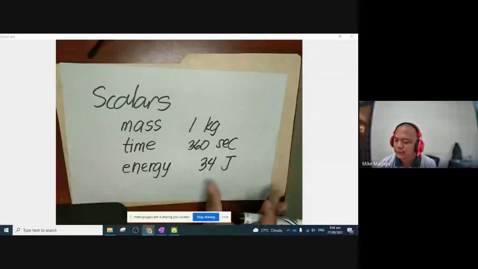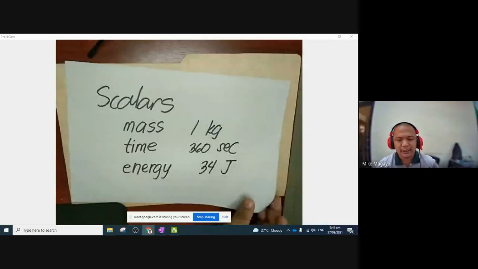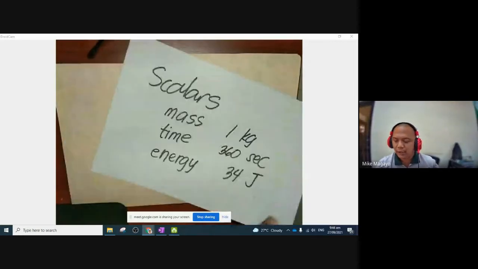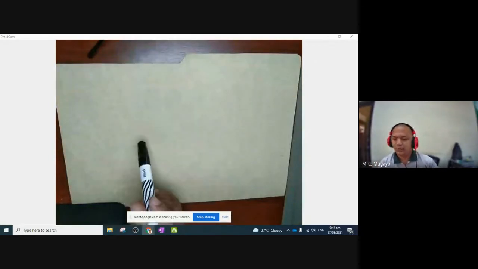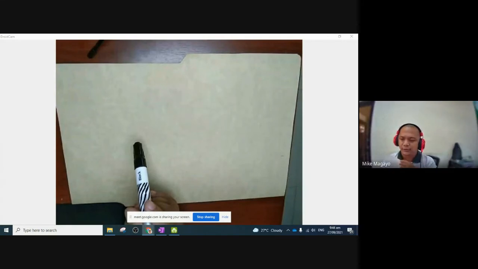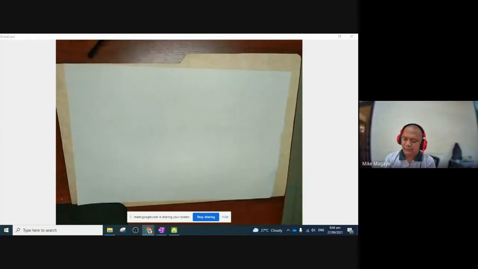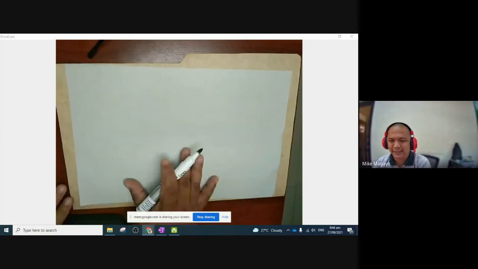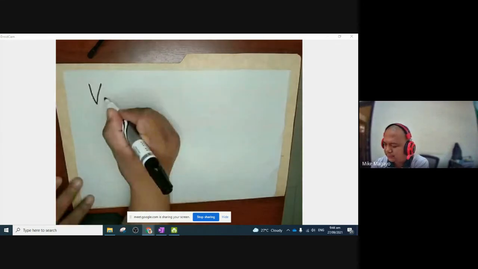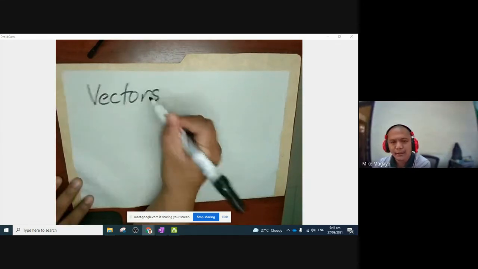But there are some quantities for which we are required to express the direction explicitly. These quantities are basically called vector quantities or vectors. Usually, vectors or vector quantities can be described by at least two numbers. So you have vectors, and then examples of vectors.